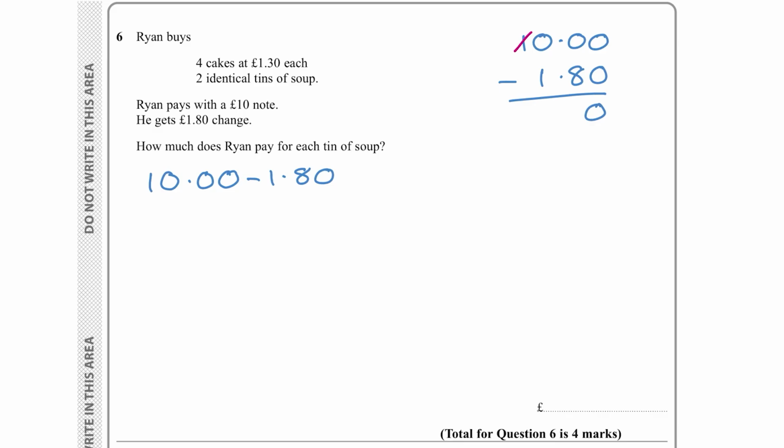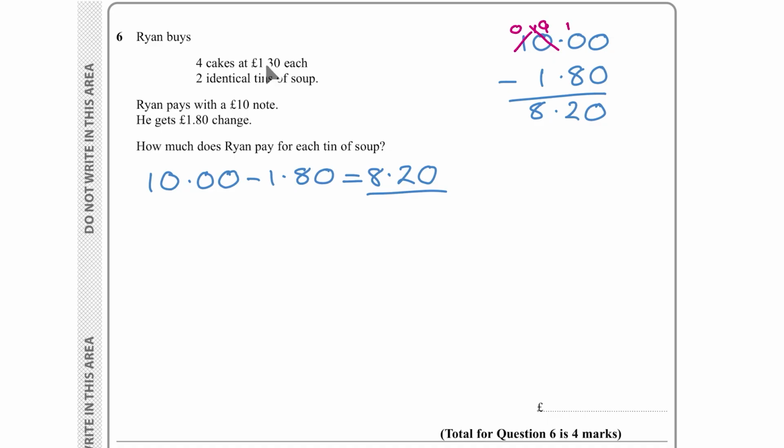So we'll borrow from that 10 there. We'll turn that to a 0. That then becomes a 10. Cross that out, that becomes a 9. That's a 10 now. So 10 minus 8 is 2. Decimal point in the same place, and 9 minus 1 is 8. So that's £8.20. That will be 1 mark.